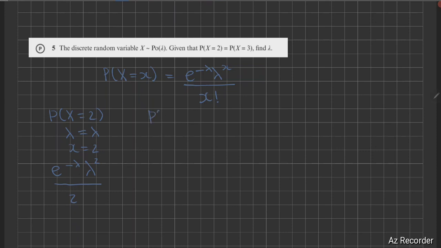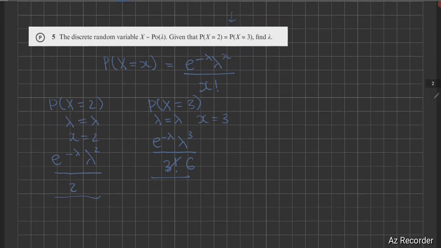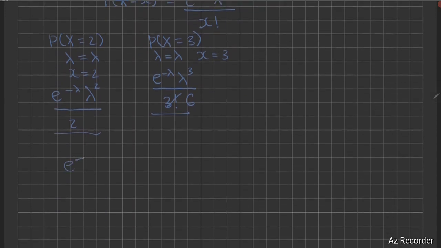And for P(X = 3), lambda is lambda, x is equal to 3. So we will do e to the minus lambda, lambda to the power of 3, all over 3 factorial. 3 factorial is 6. So these are our two equations. It notes here that they're equal, so we'll just equate them. e to the minus lambda, lambda squared over 2 is equal to e to the minus lambda, lambda to the power of 3 all over 6.